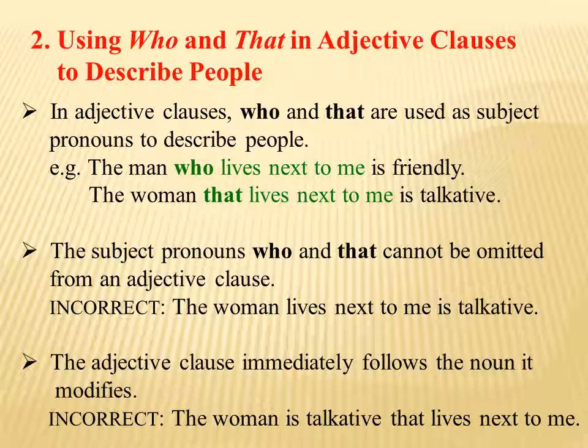The subject pronouns who and that cannot be omitted from an adjective clause, and it's incorrect to say the woman lives next to me is talkative. The adjective clause immediately follows the noun it modifies, and it is incorrect to say the woman is talkative that lives next to me. So then, since the adjective clause that lives next to me modifies the noun woman, it should immediately follow the noun woman.